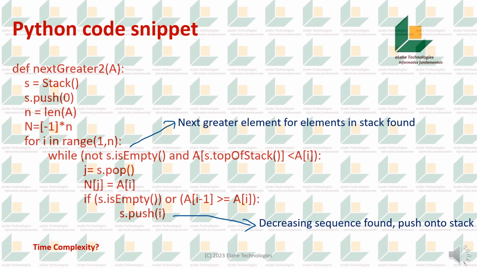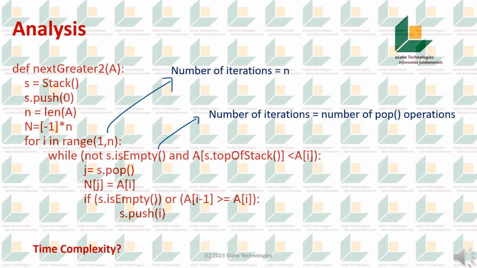Here we present a Python code snippet for the improved algorithm using a stack. What is the time complexity of the algorithm? To analyze the algorithm, note that the for loop clearly makes n iterations. The while loop is nested within the for loop and makes as many iterations as the number of pop operations taking place.